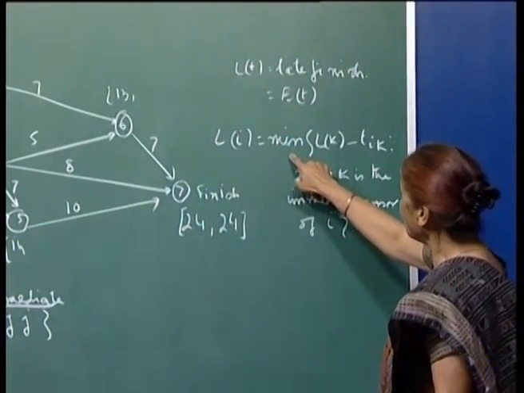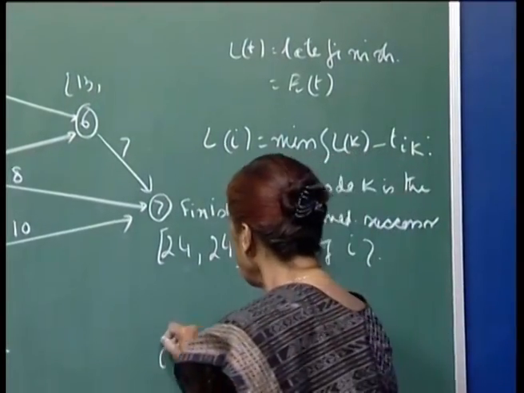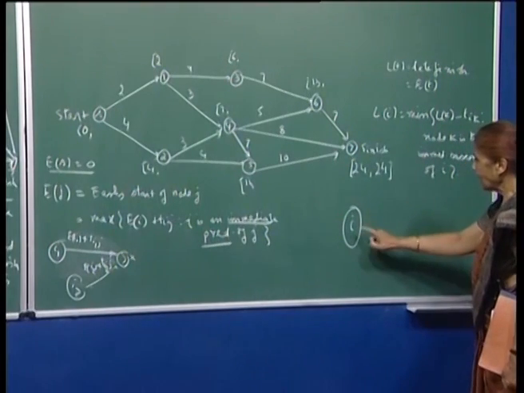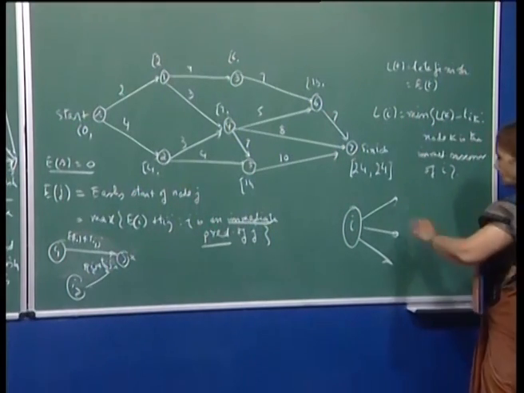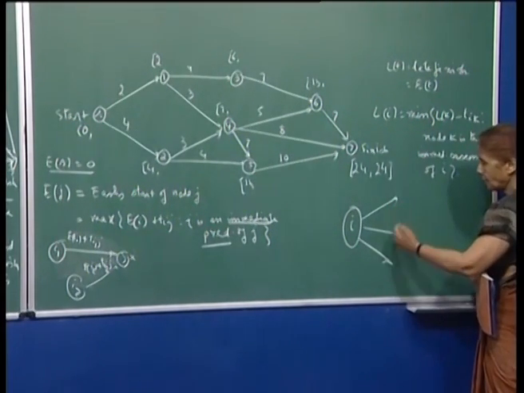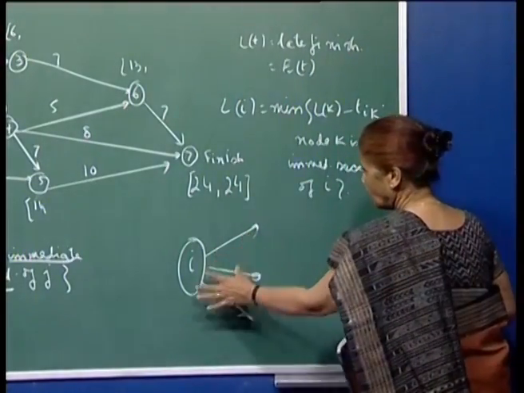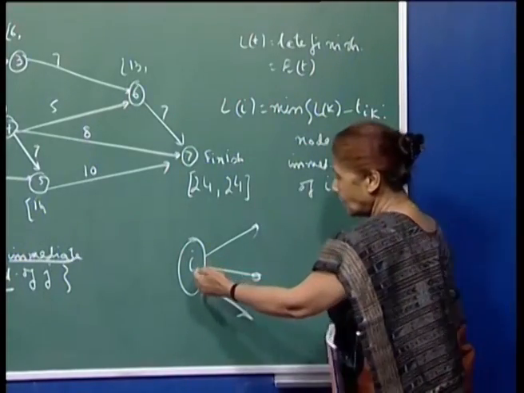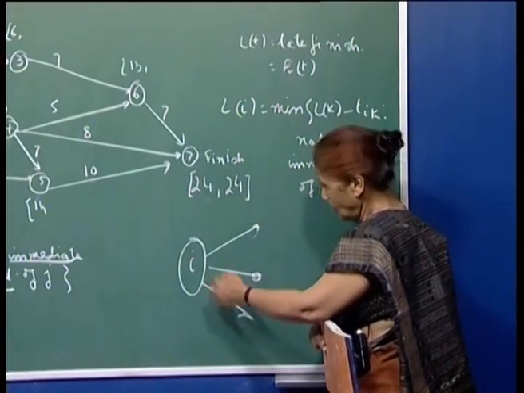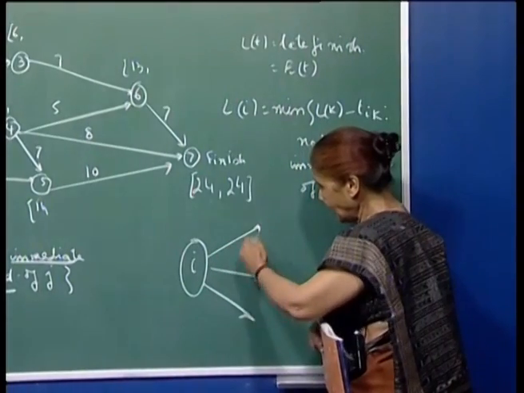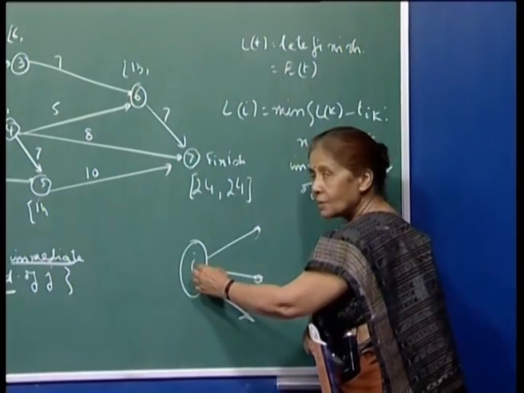Now, you will be taking the minimum, but over the immediate successors. See, what we are saying is that if you have a node I here and you want to compute its late finish, then you have jobs like this, right. Because all these jobs have their late finish, you will subtract the processing time of each of these jobs and take the minimum, because again for this node, the latest finish can be only when all these jobs have completed. So, the late finish of these nodes minus the processing times of these jobs, and then you take the minimum, right.